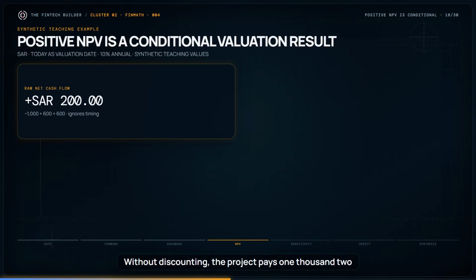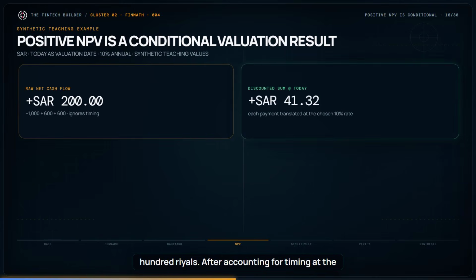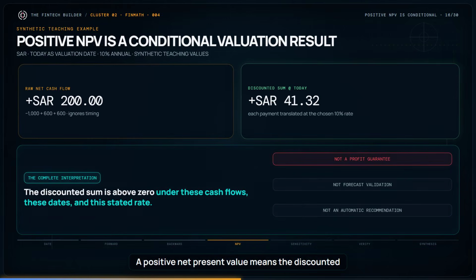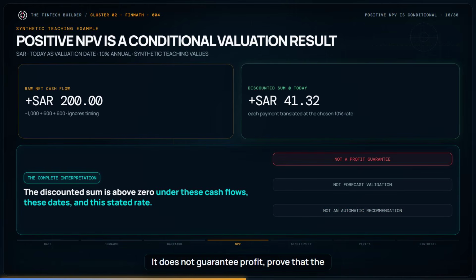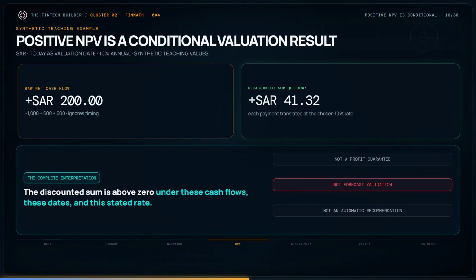Without discounting, the project pays 1,200 after costing 1,000. The raw net cash flow is positive 200 rials. After accounting for timing at the chosen rate, the net present value is only positive 41 rials and 32 halalas. A positive net present value means the discounted sum is above 0 under these cash flows, dates, and this rate. It does not guarantee profit, prove that the forecasts are accurate, or automatically recommend the project.